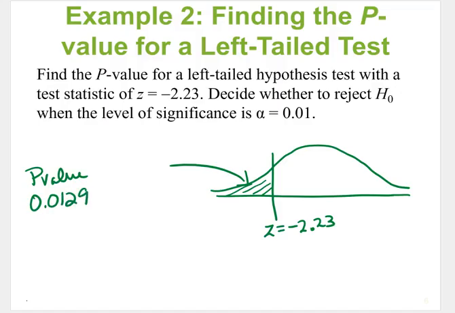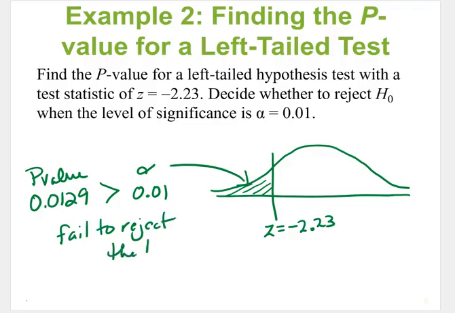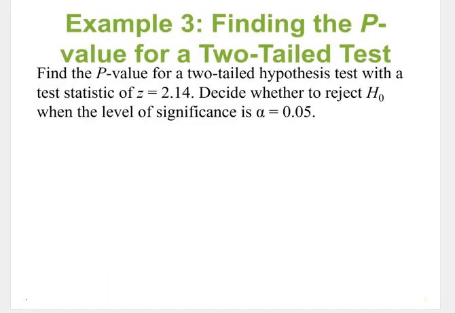0.0129. We will now compare that to our significance level, our alpha, which is 0.01. In this case the p-value is slightly larger than the alpha, so that means we will fail to reject the null. The p is higher, so we're going to fail to reject the null, whatever the null happens to be in this case. All right, so let's have you try one.